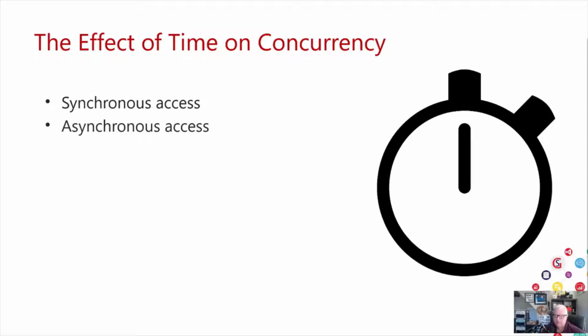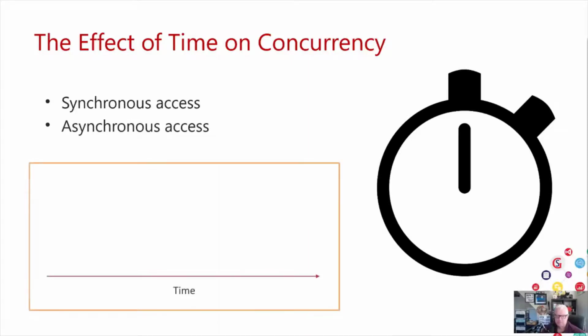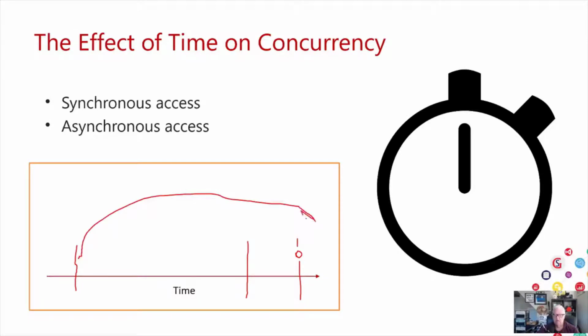The other kind of operation is asynchronous access. Asynchronous access is when somebody grabs a version of the row here. Another person grabs a version of the row here. Changes are made here by a third party. Now, if this person over here is making changes to the row based on the data they have over here, are they going to overwrite changes? What about this person? What about this person?